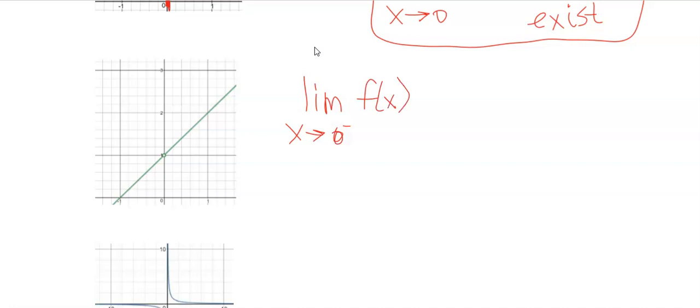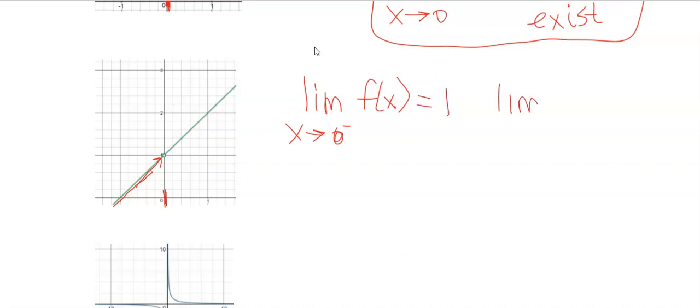And again, I'll just take my pencil. Here's my 0. My x value is 0, so I'll approach it from the left-hand side. And as I get closer and closer to x equals 0, it looks like my pencil, or the function, is getting closer to a y value of 1.